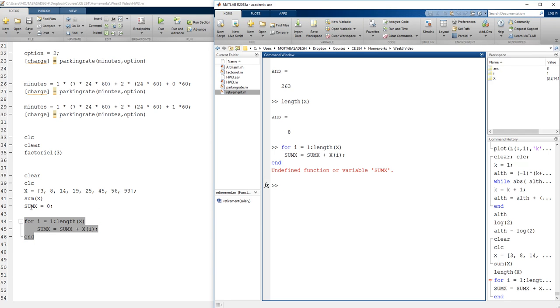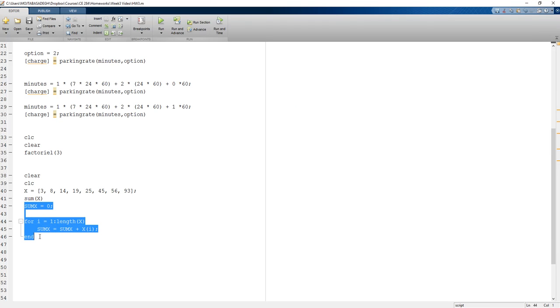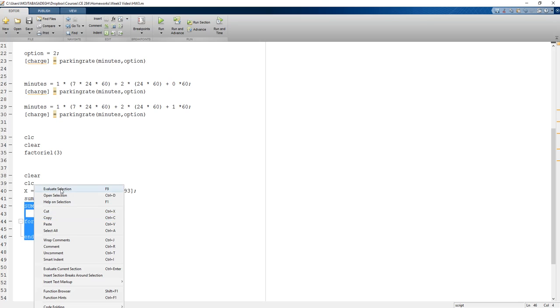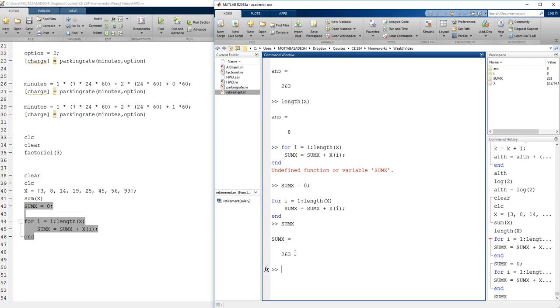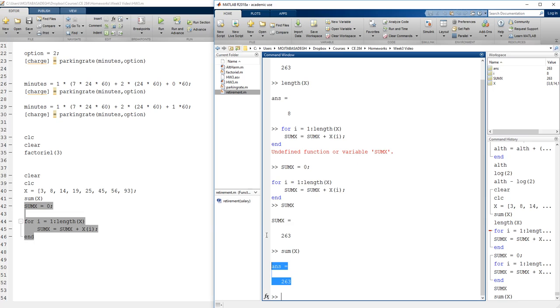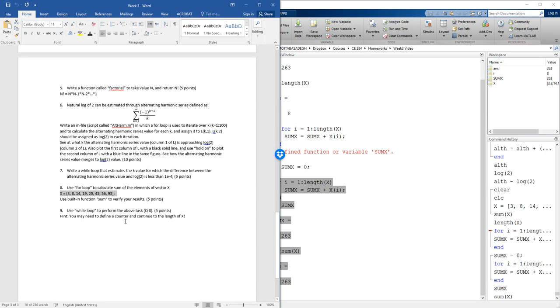Okay, sum x is not defined because I had to choose from here. So the variable sum x has a value of 263, which is equal to basically using sum of x. So we wrote a for loop that will calculate the summation of all elements in x.